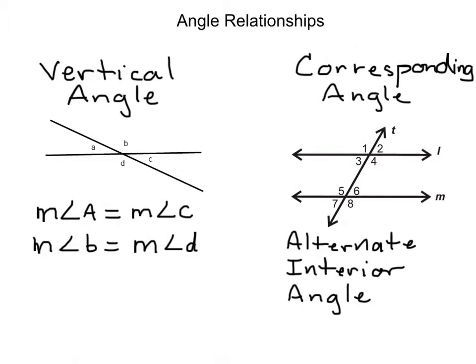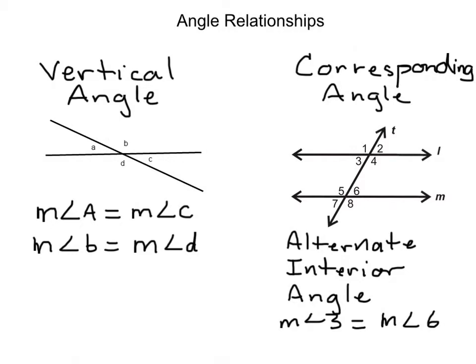Meaning, interior, we're only going to look at 3, 4, 5, and 6. Alternate meaning opposite each other. So if I'm looking at angle 3, the opposite of angle 3 is angle 6. It's on opposite sides of line T, and it's on opposite lines where angle 3 is on line L and angle 6 is line M. So alternate in every possible way. Angle 3 is equal to angle 6. And we can represent that by saying the measure of angle 3 is equal to the measure of angle 6.